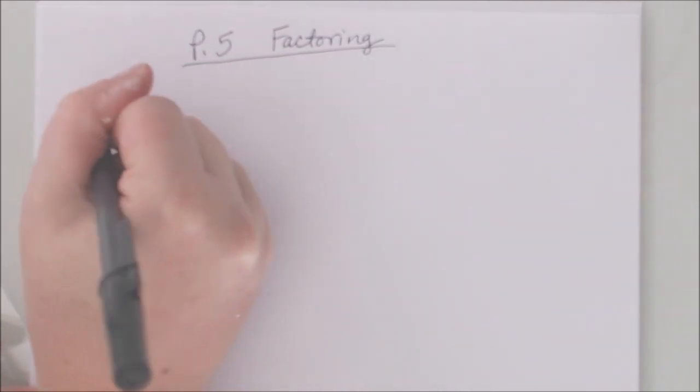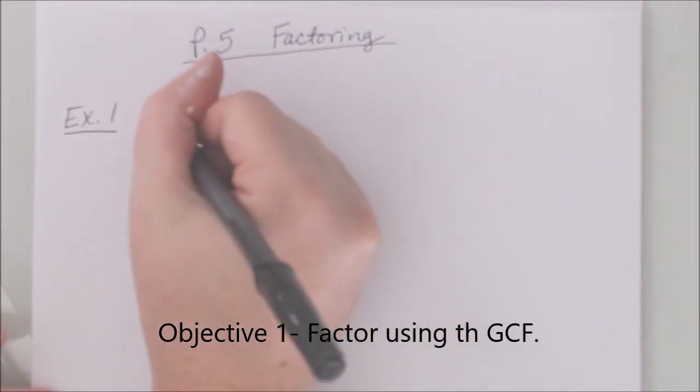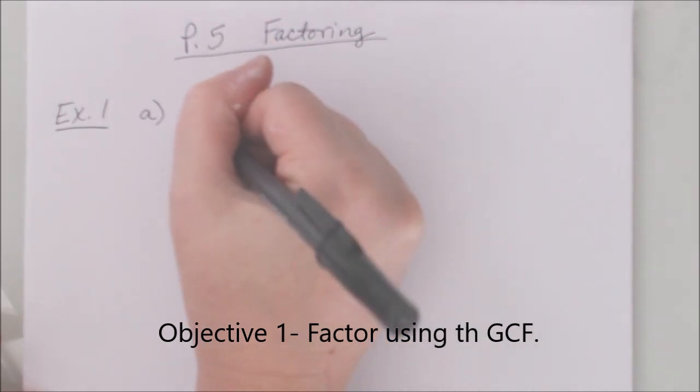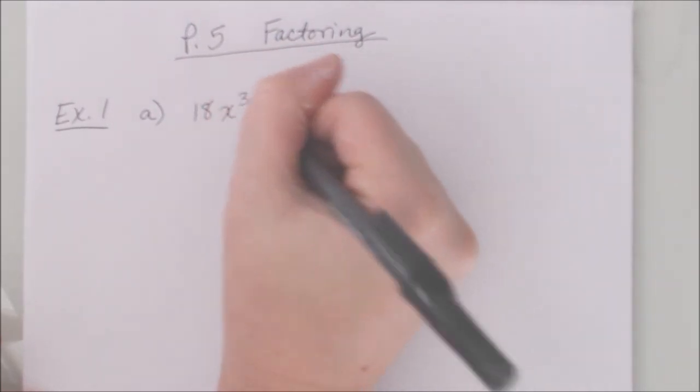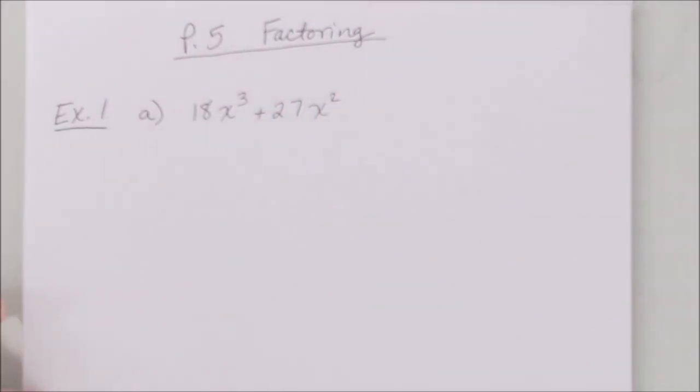So if you look at the handout, the first thing it says to do is always look for a GCF. So remember, GCF stands for greatest common factor. So let's look at an example where we're going to use the GCF to factor. So this is example 1, part A. And we're going to factor the expression 18x cubed plus 27x squared.